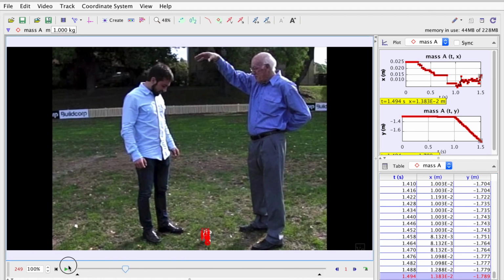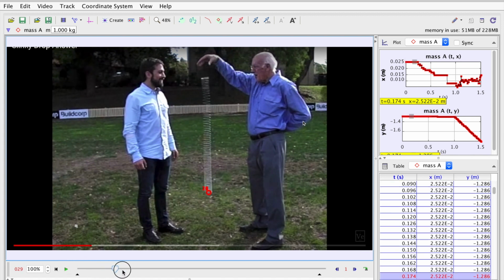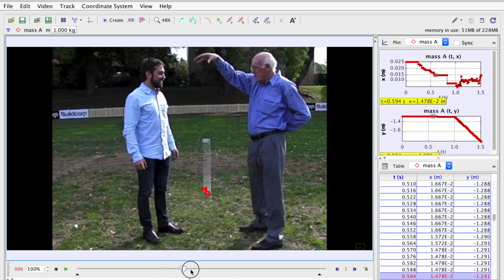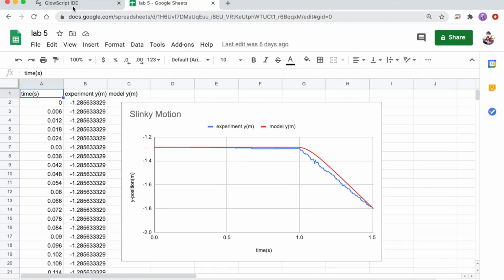And then let's look at tracker. I track the end of the slinky, and notice that initially the end of the slinky stayed still, and then the top part reached it, and then they fell together to the ground. And here is the data, here is the actual graph. And then let's look at my code.